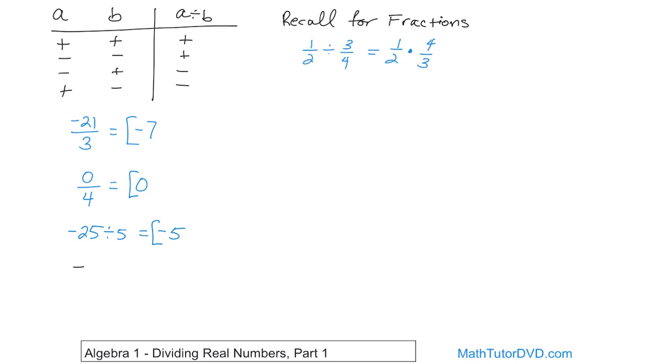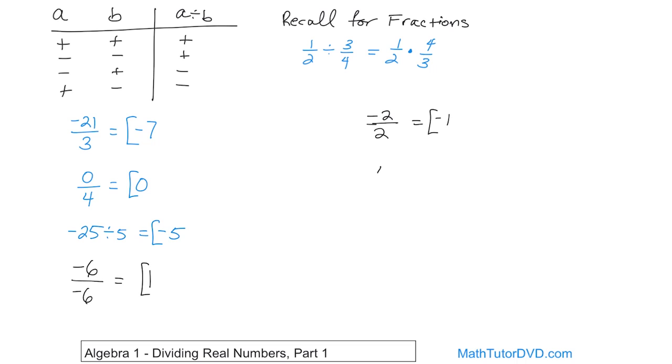What if you had negative 6 divided by negative 6? Again, 6 divided by 6 is 1, and since it's negative divided by negative, the signs match, so the answer is going to be positive. The answer is positive 1. All right, what if we had negative 2 divided by 2? 2 divided by 2 is 1, and since it's negative divided by positive, we get a negative, so the answer is negative 1.